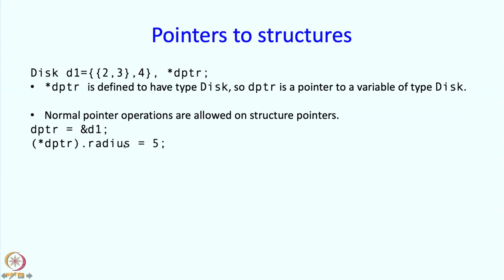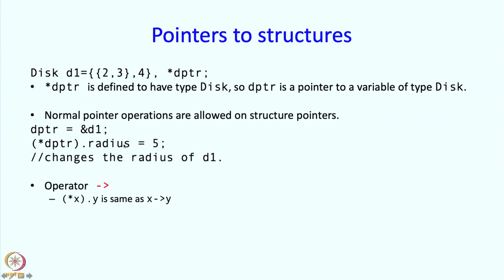Now, this idiom, star x dot, comes up quite frequently, and therefore C++ gives a different way of writing it. So, here is another operator, the arrow operator, which is made up of the characters minus and greater than. You should read it as arrow. So, star x dot y can be written as x arrow y. In x arrow y, this x should be a pointer and y should be a member. So, I could have written this statement as DPTR arrow radius equals 5, not DPTR dot radius.